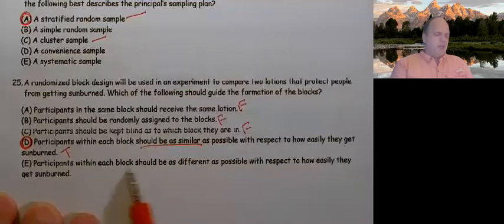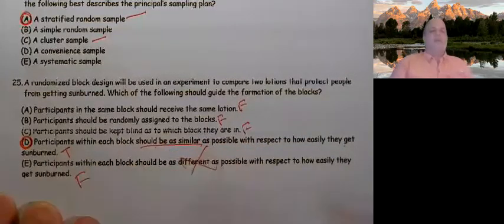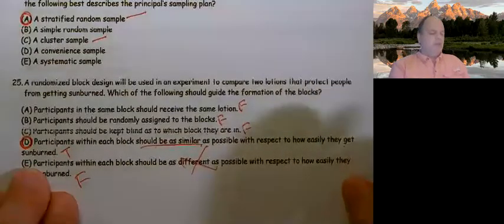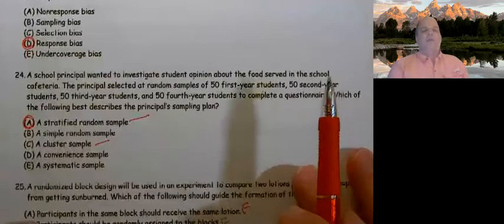Participants within each block should be as different as possible. That's false. They should be similar. Okay, participants should be similar. Stratified samples, you should be similar. The previous problems, they were similar because they were all freshmen in one group.